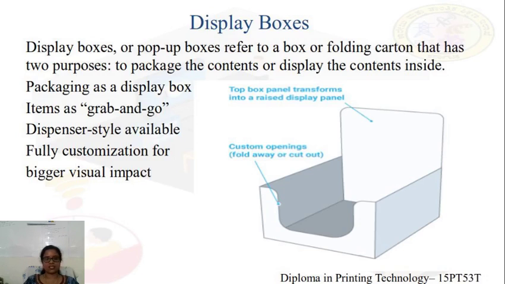Thus, this will have a visual impact over the product, wherein the top box panel may contain various artworks or the product information that communicates to the consumer about the product. This style can easily be assembled, and it can also hold cutouts.